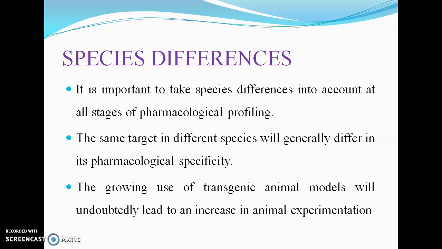The first consideration is species differences, because it is important to take species differences into account at all stages of pharmacological profiling. If a response is obtained with the target you have taken in one animal, a similar response with the selected target in another species may not be obtained, because of species differences. So we can conclude that the same target in different species will generally differ in pharmacological specificity.